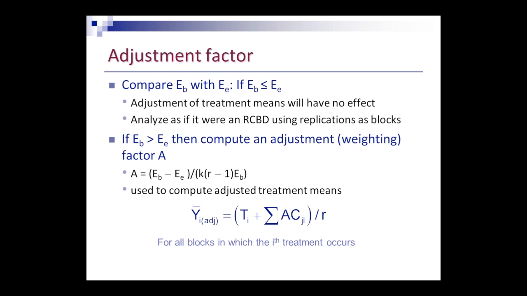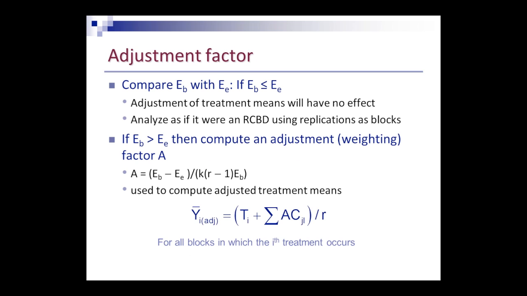So the first thing that we have to do is to look at the magnitude of the error among blocks and compare that with the intra-block error. If the error among blocks is smaller than the intra-block error, that means we really don't have any need to make any kind of adjustment for our treatment means based on the block effects. So in that case, we can just ignore our sub-blocking, our incomplete blocks, and analyze the experiment as if it were a randomized complete block design, just using those complete replications as our blocks.